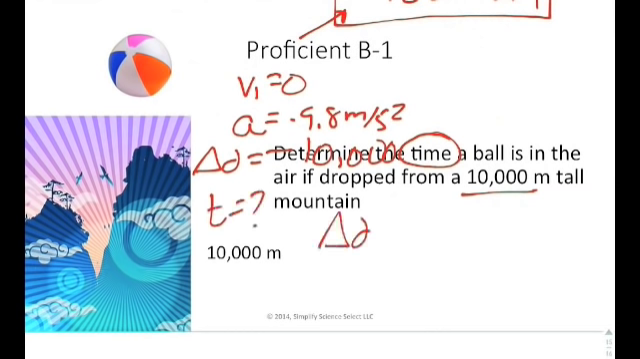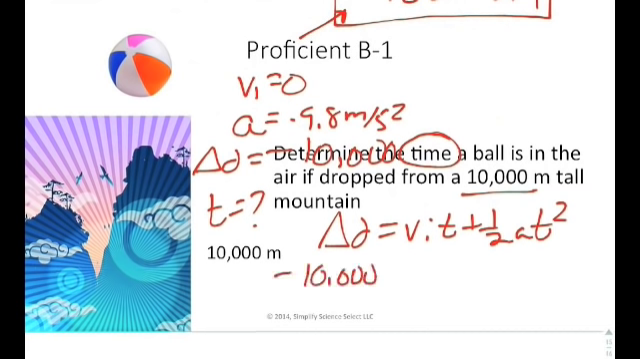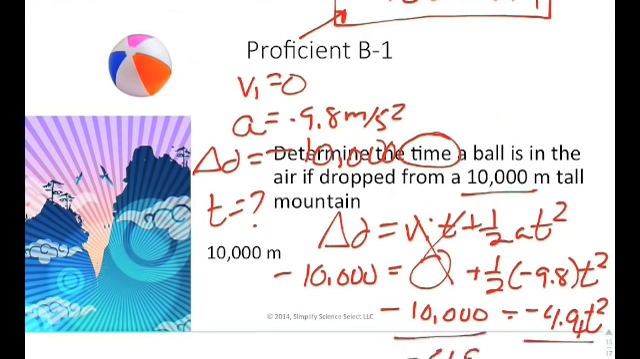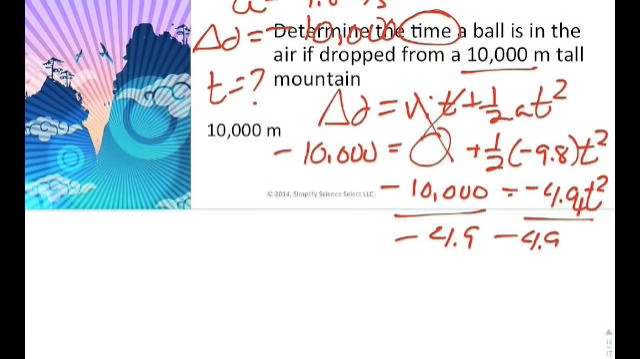You would use the equation delta D equals VIT plus 1 half AT squared. You would plug in, you would say delta D, which is negative 10,000, equals 0. That's going to cancel out that whole term, plus 1 half negative 9.8 T squared, or negative 10,000 equals negative 4.9 T squared. You would divide both sides by negative 4.9.